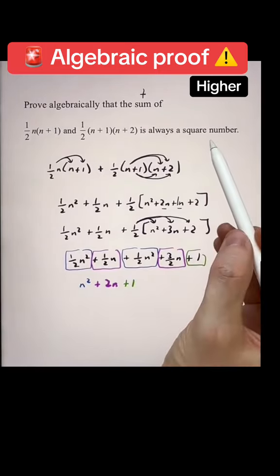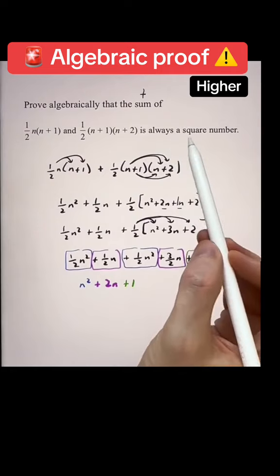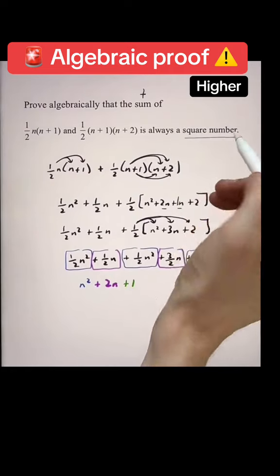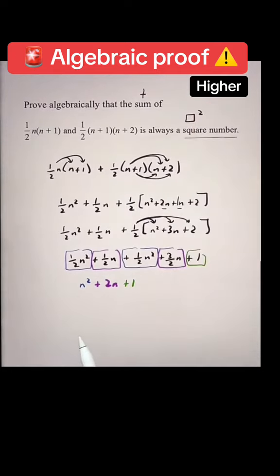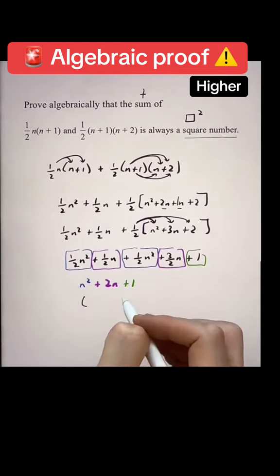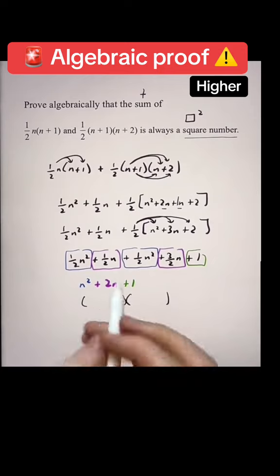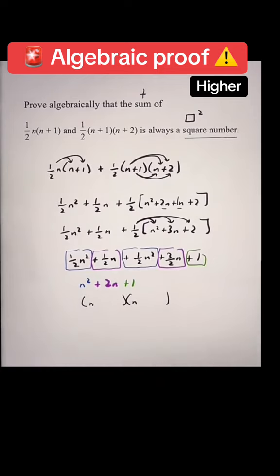Returning to our question, we were asked to prove algebraically that the sum of our two expressions is always a square number. Well, if we think about it, a square number is going to be of the form something to the power 2. What is special about n squared plus 2n plus 1? Well, I can factorise that, as I've got 3 terms, and it will factorise into what we call double brackets. As it starts n squared, each bracket will start with a single letter of n.